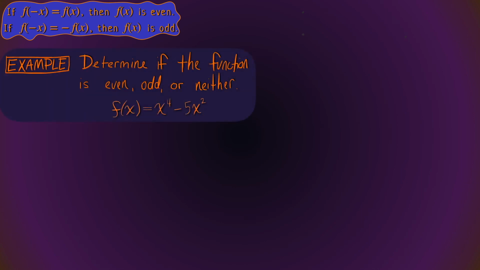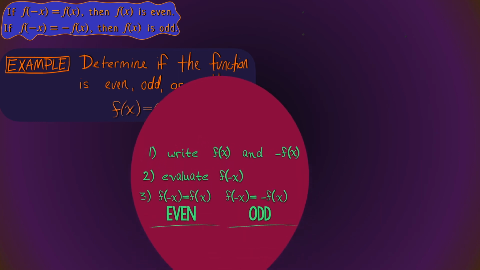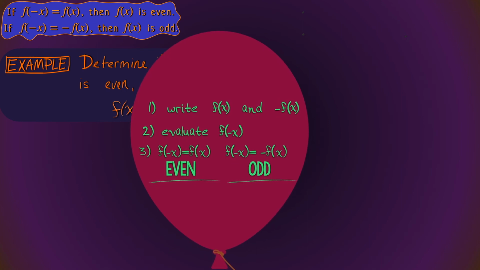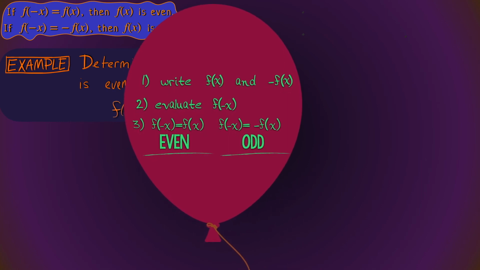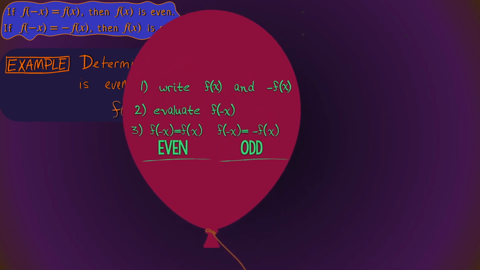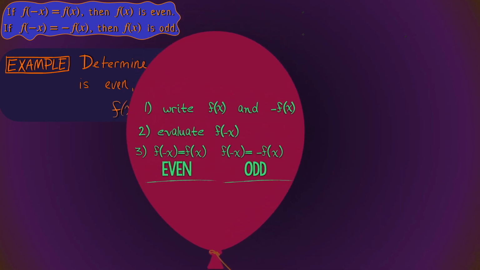So determine if the function is even, odd, or neither. And we're given f of x is equal to x to the 4 minus 5x squared. So what we want to do here for our test is write both f and negative f. Then we're going to evaluate f of negative x. And then we're going to compare f of negative x to the things that we wrote in part 1. If it's equal to the function, it's even. If it's equal to the negative of the function, then it's odd.